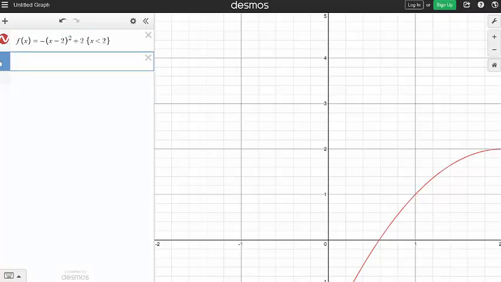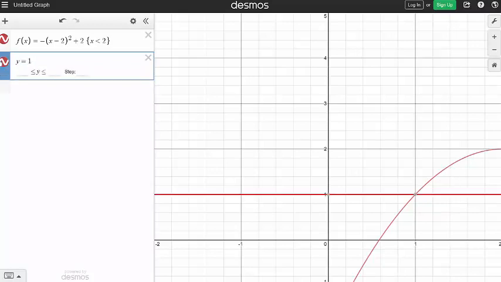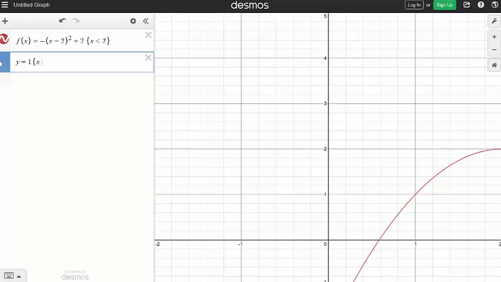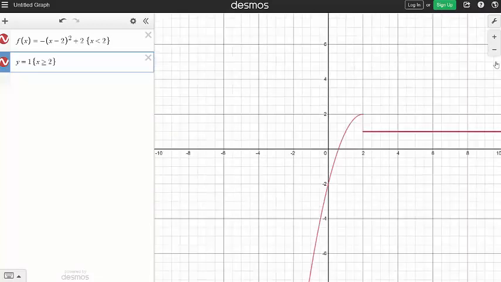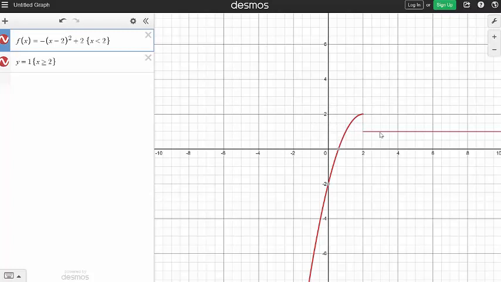And then y, it was 1. I have to use a different letter for this one, or else I'll confuse the program. As long as x was greater than or equal to 2. All right, let's fix the scaling here so we can see it. There we are. You can see clearly that as you approach from the left, it equals 2, and as you approach from the right, you equal 1.